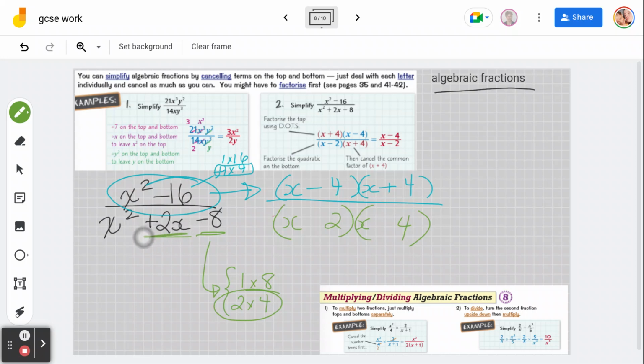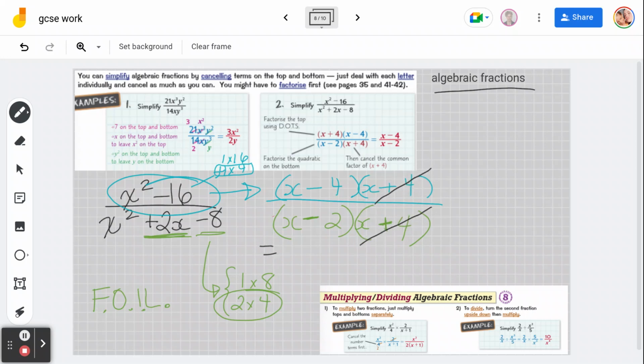But when I add them, the sum is positive, which means my bigger number must be positive. My smaller number must be negative. If you want to check, use FOIL. If you don't know what FOIL is, definitely figure that out. Here we go. Now, the last thing we do when we're simplifying is we look to see, do we have any common ones? Do we have an x minus 4? No. Do we have an x plus 4? Yes, we do. So we can actually cross those out.